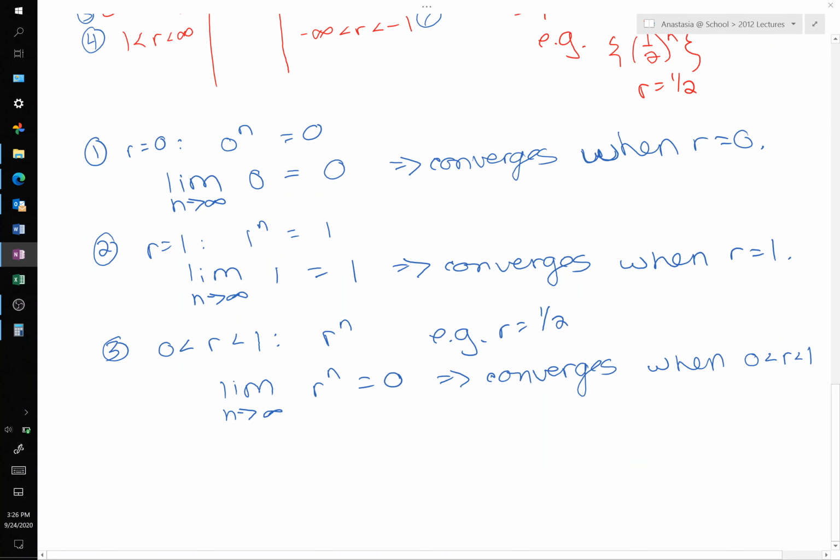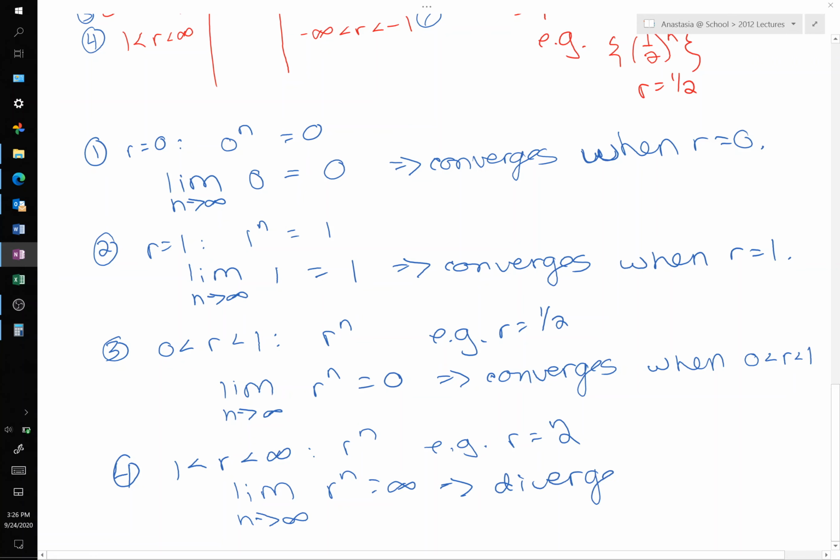Next, we have our fourth case, which is r being between 1 and infinity. Again, we're just going to have to consider the general r to the n. So the limit as n goes to infinity of r to the n. For example, here let's consider r being 2. Now you're taking 2 and raising it to larger and larger powers. Because the magnitude of this is larger than 1, when you raise it to bigger and bigger powers, it's going to get bigger. So this goes to infinity, which means that it diverges here.